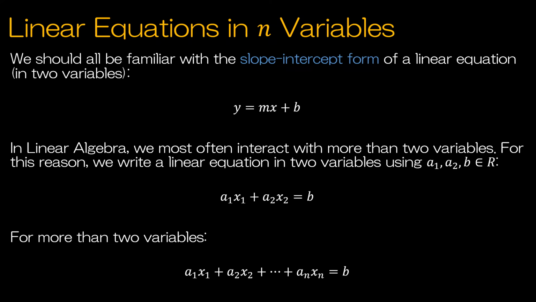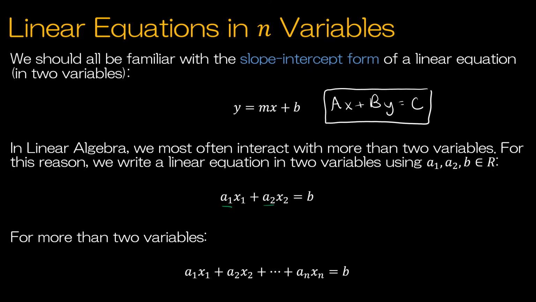Therefore, you should be familiar with the slope-intercept form of a linear equation, which is in two variables, so y equals mx plus b, or of course the standard form of an equation ax plus by equals c. In linear algebra, we're going to be focused more on the standard form, but because we're dealing most often with more than just two variables, instead of using x, y, z, or w, x, y, z, and so forth, we just use x with a subscript. And the coefficient, we would just use a as a subscript.